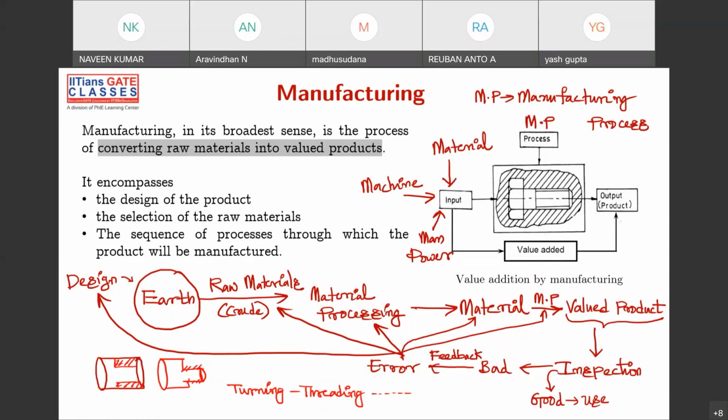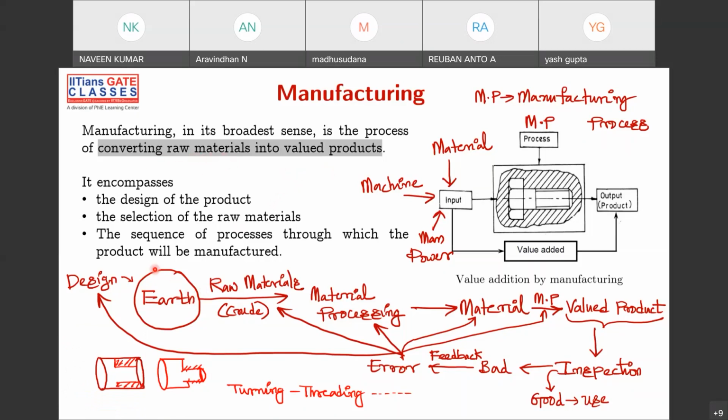Okay, fine. So let's not go into that. You have already had so many sessions for grooming and all. Anyways, let's go to the topic. So what is manufacturing? Manufacturing is nothing but converting your raw materials into valued products.